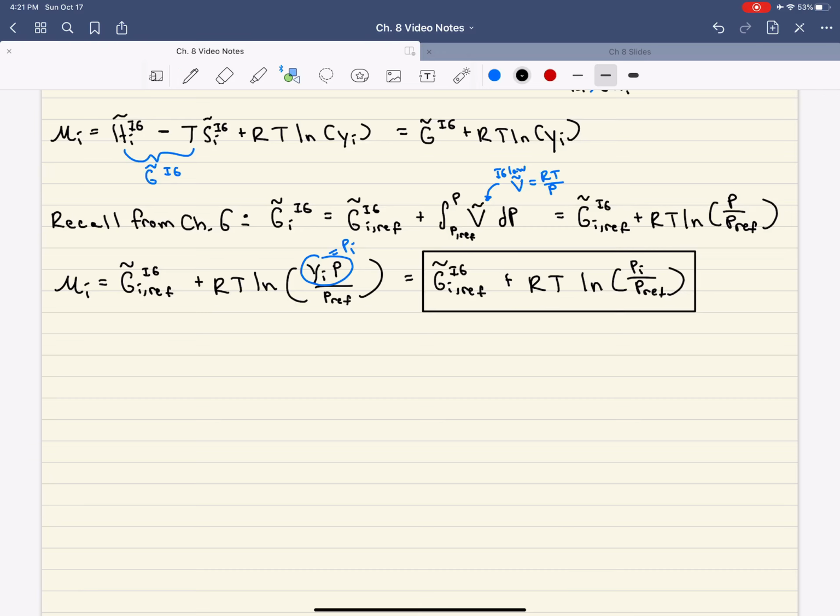Okay. Commonly, you'll also see this term in various textbooks and in the literature also referred to as mu_i at the reference state. Just letting you know, these are the same things. They're just using a different nomenclature.